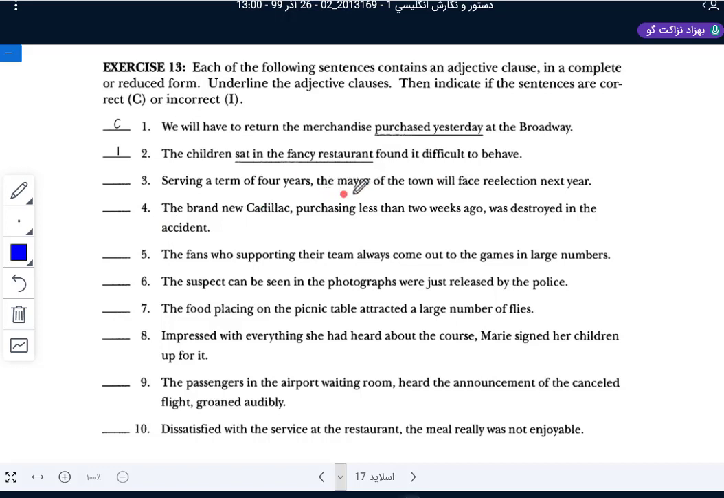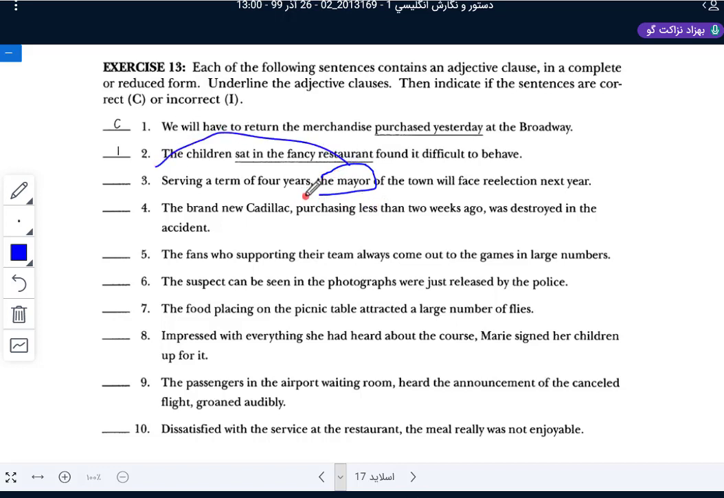But if I have the mayor's car, so the car will be the subject. The car serving a term of 4 years. No, this is not correct. Mayor's cat. Again, it's not correct. Mayor's hat. It's not correct. So the subject should function as a subject for this part.